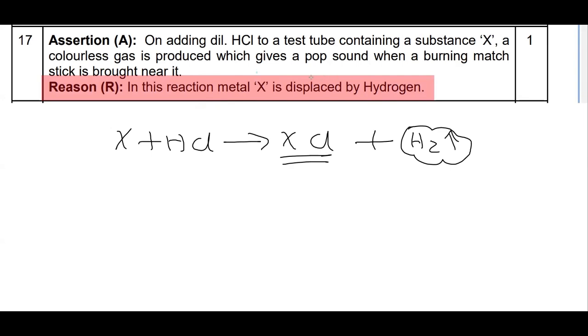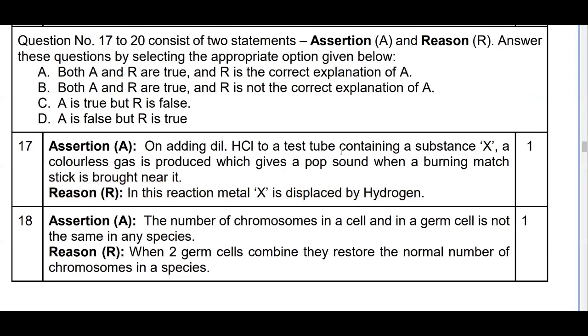In fact, hydrogen is being displaced by X here. So the reason is incorrect. And if you have an incorrect reason, so it's A is true, but R is false. If I see A is true and R is false, say option C is correct in this case.